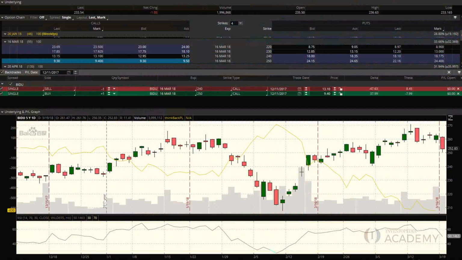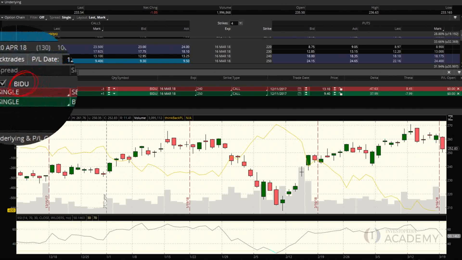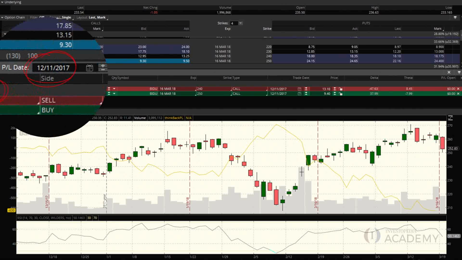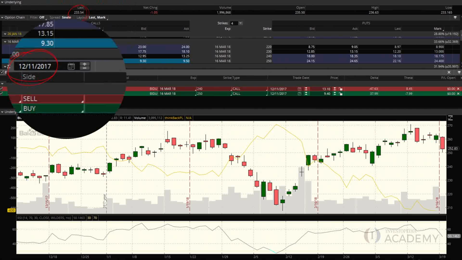In this trade example, we're going to use the stock Baidu, a Chinese internet name. And the date that we're referencing is going to be December 11th, 2017. Baidu at that time is at a price of $233.54, but we'll call it $233 to make it easy.